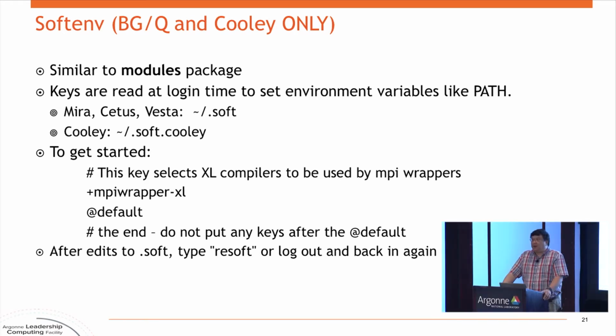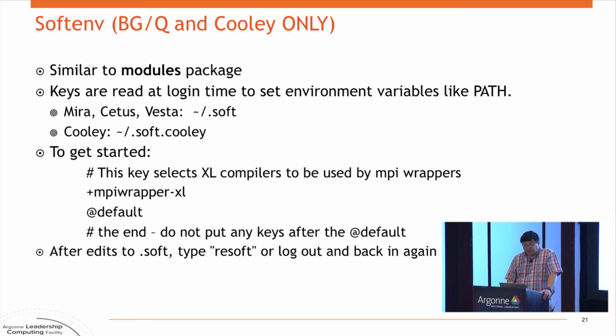Now, because the home directories of the BlueGenes and Cooley are the same, and Soft doesn't understand how to have some keys relevant to some systems and not others, the soft file for Cooley is in .soft.cooley. So if you're trying to make settings for like the compiler or to add a debugger to your path or something like that, and you're working on the BlueGenes, you want to modify .soft, and if you're on Cooley, you want to modify .soft.cooley.